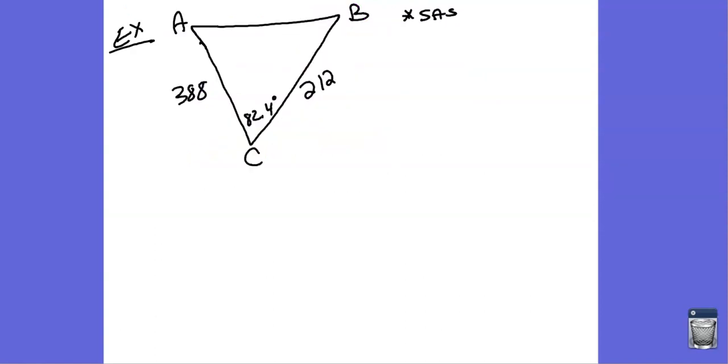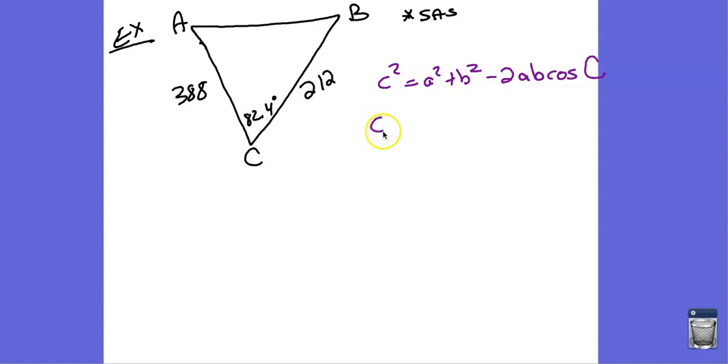So here's a scenario. Notice this is side angle side, so you cannot use the law of sines. So we're going to have to use the law of cosines. And notice the only angle I have is angle C. So that means I'm going to literally use c squared equals a squared plus b squared minus 2ab cosine of C. That's the formula I'm going to use. So all we're going to do is just substitute things in and then use some algebra.